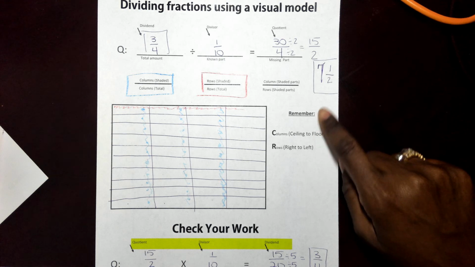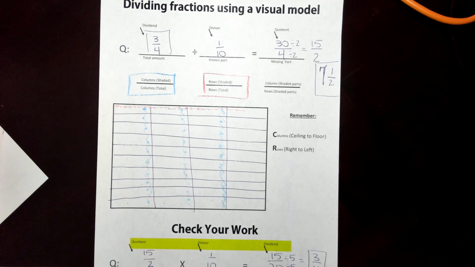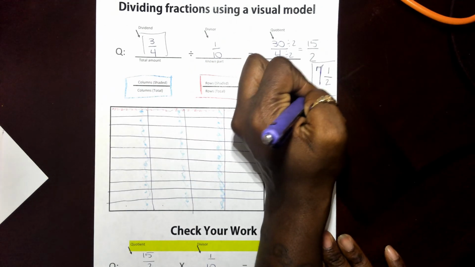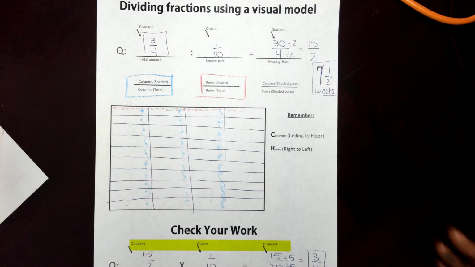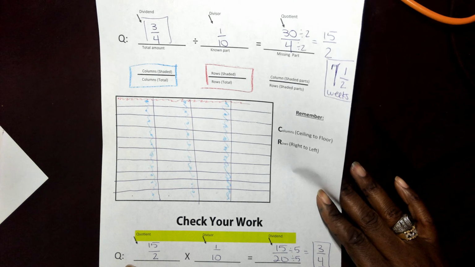Okay, so our answer for this question was 7.5 weeks that the food will last for Amir. All right, thanks for watching.